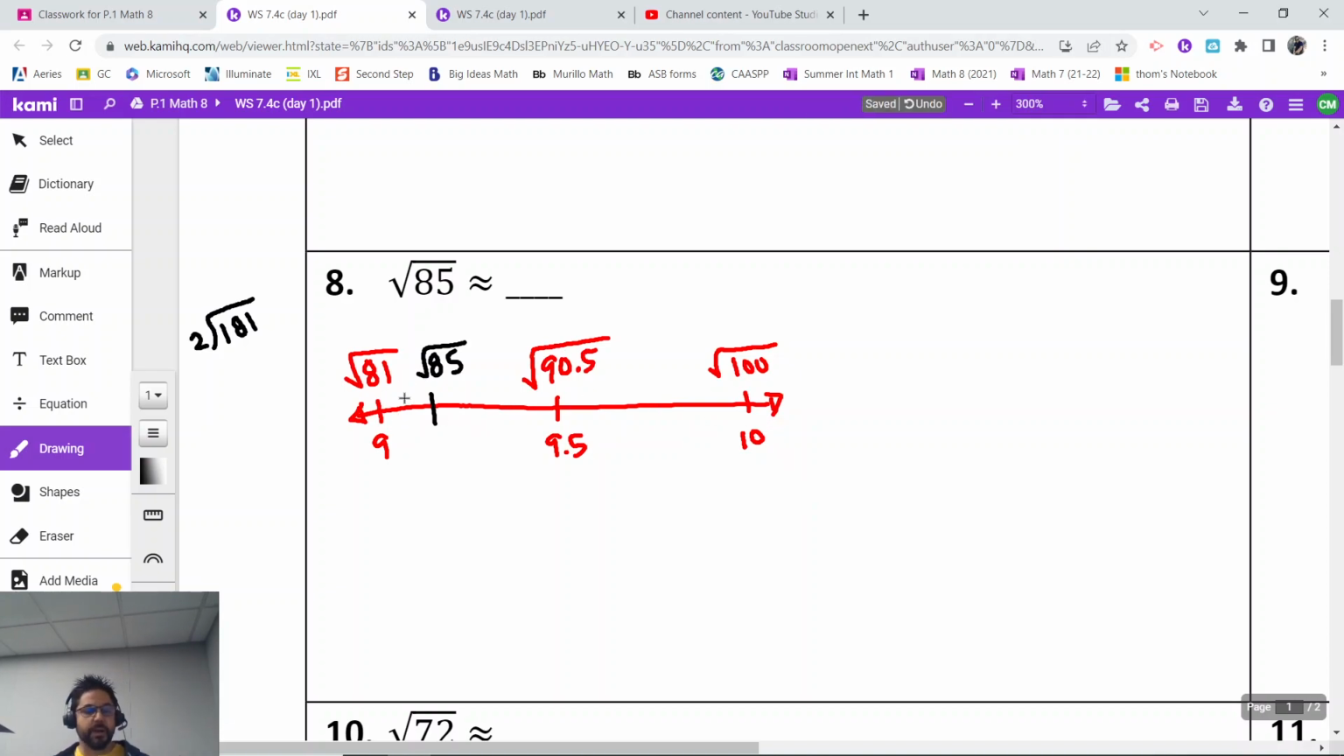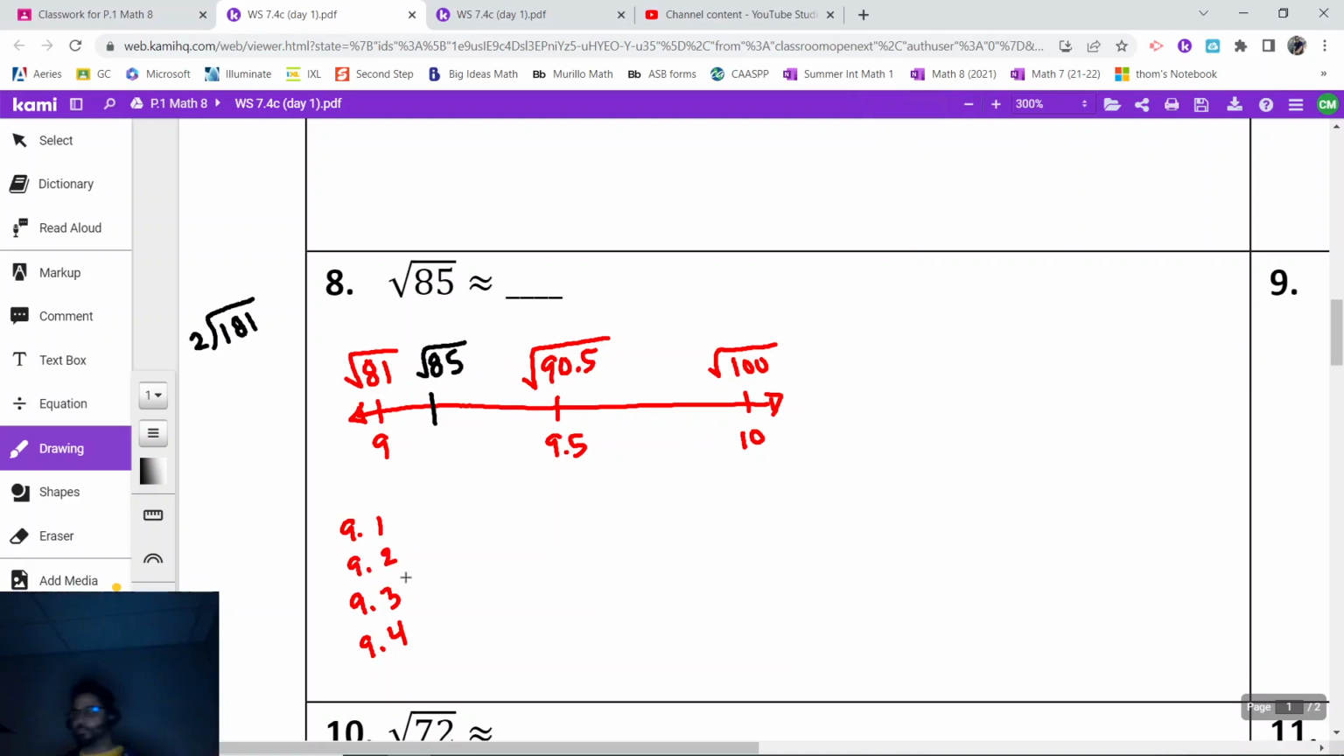So it's going to be somewhere over here, a little bit lower, maybe a 9.1, 9.2, 9.3, 9.4. Now, I don't think it's a 9.4 because that would be really close to the square root of 90, and there is some distance between the 85 and 90. So I'm thinking it might be a 9.2 or a 9.3.